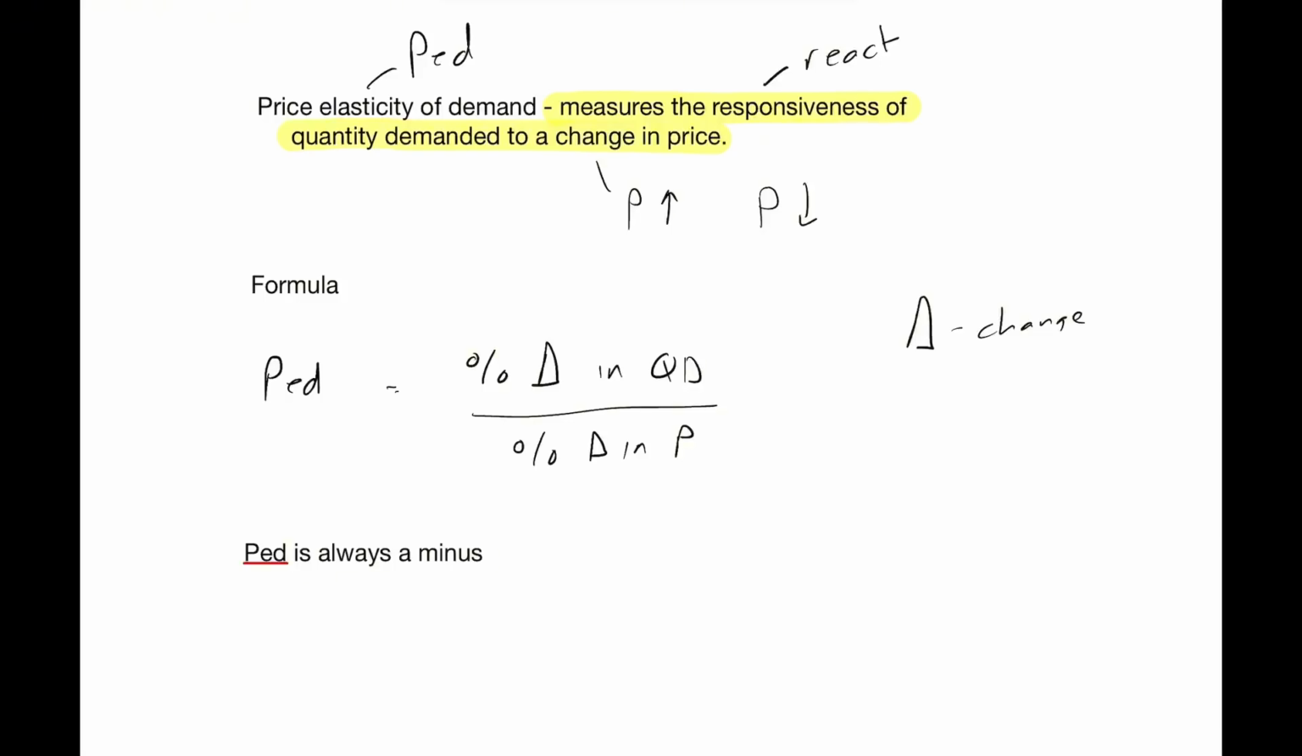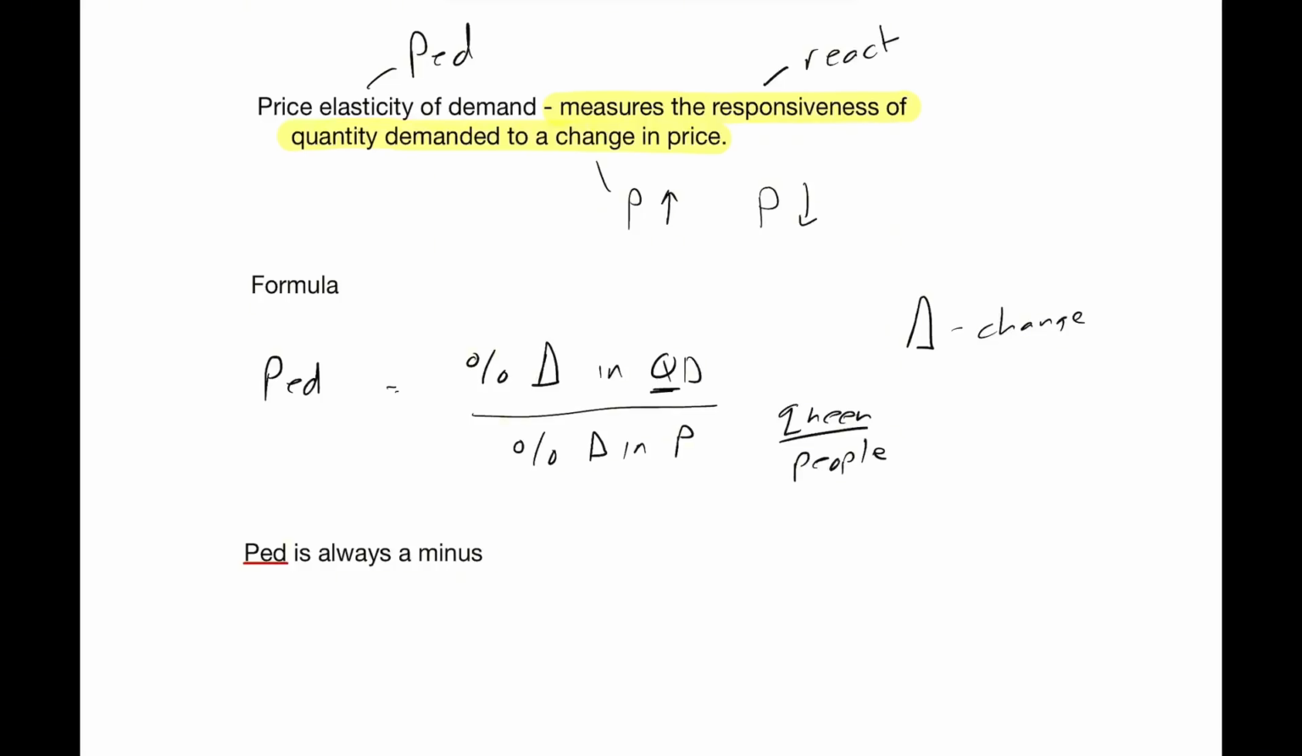Now, students often, if they make a mistake in the exam with the formula, it's that they get these two, the quantity demanded and the price, the wrong way round. Now, the way I remember it is that it is the Q, the queen, above the people. Okay, think about the hierarchy there, the queen above the people.